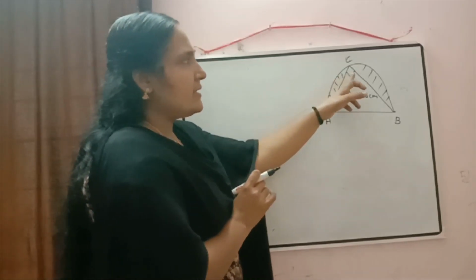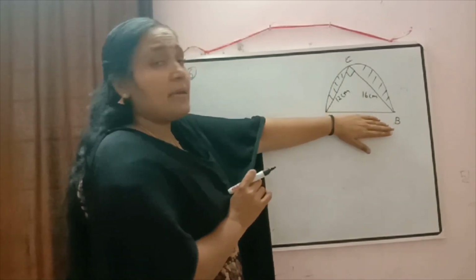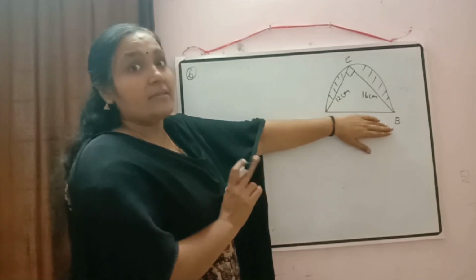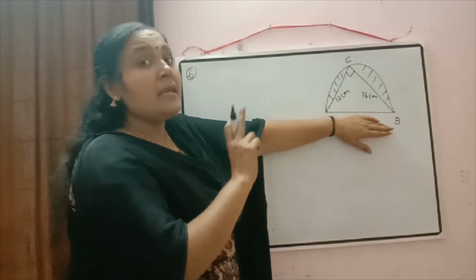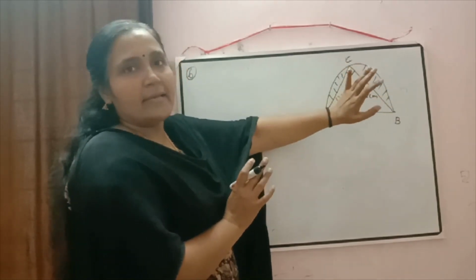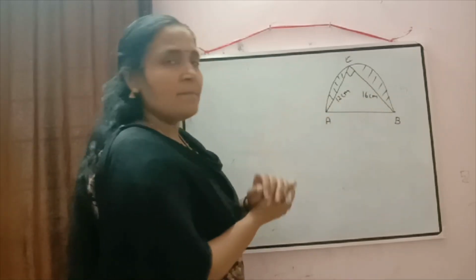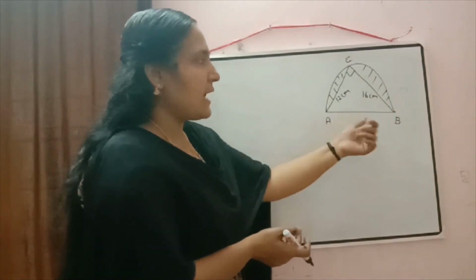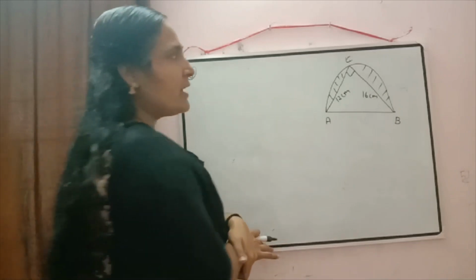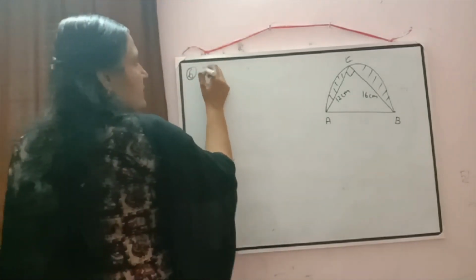And since here the angle is 90 degrees, AB is the diameter, because the angle subtended by a diameter in a circle is 90 degrees. So AB is the diameter. So first we can calculate the value of AB. We will use the Pythagoras theorem.